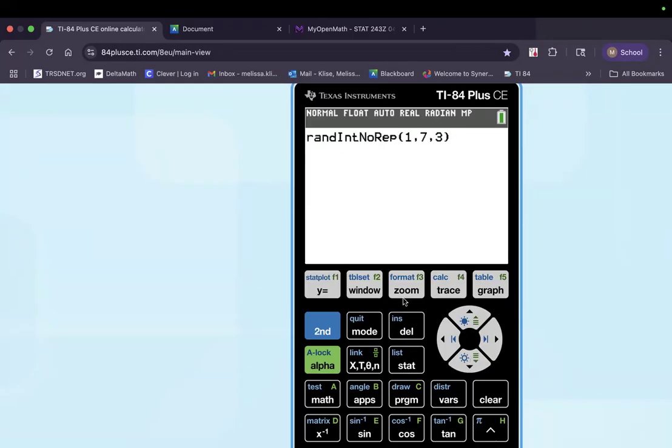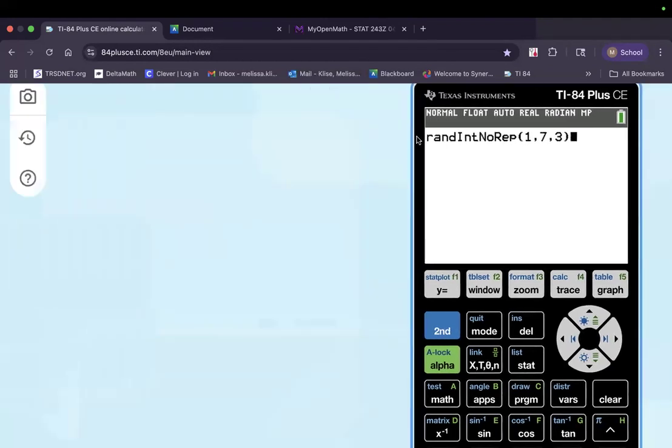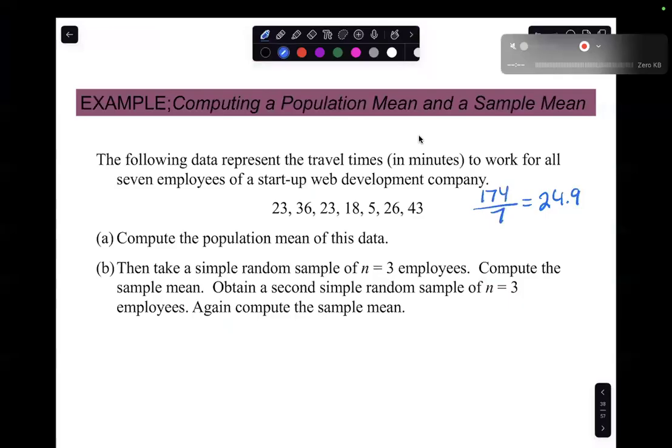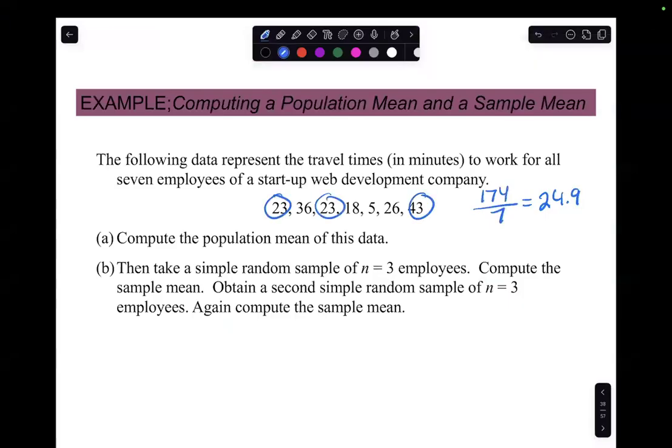I'm going to hit enter. It gave me 1, 7, and 3. So now when I go back to my other page, I want 1, 7, and 3. These are the three that I'm going to use. 23 plus 23 plus 43. These are the ones that I'm going to add up and take my average of. 29.7.